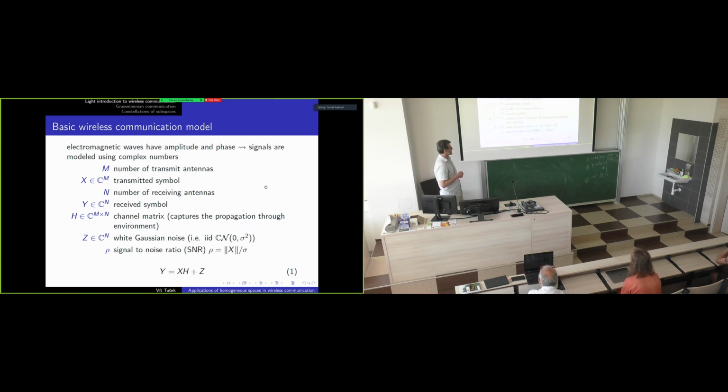And then of course we have just the white Gaussian noise, as is usual in applications. So you just have some errors in measurement, or just the electromagnetic waves are affected by heat present in the system. So this is just modeled by the complex version of the normal distribution. This sigma is the power of the noise, and the signal to noise ratio is, up to some normalization, just the norm of this vector x divided by sigma.